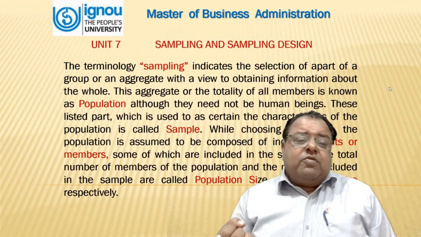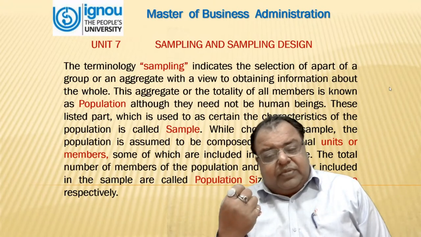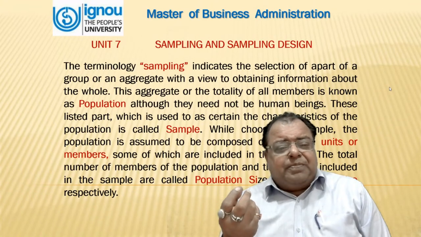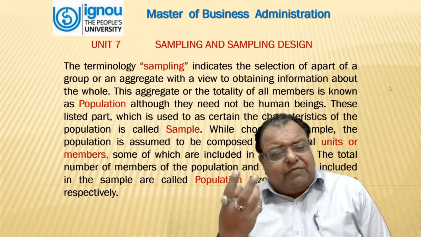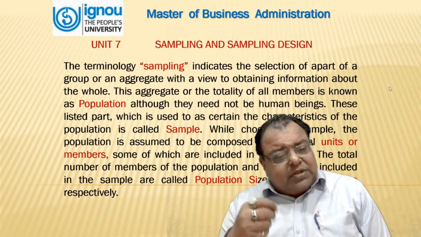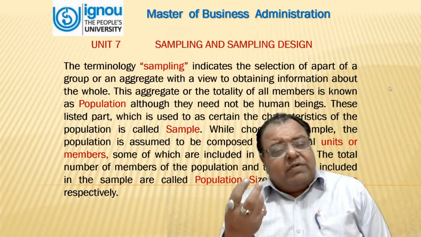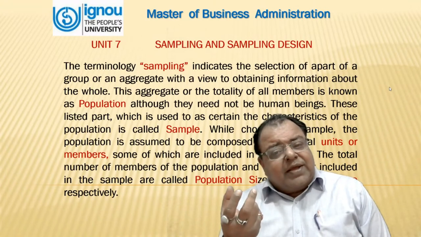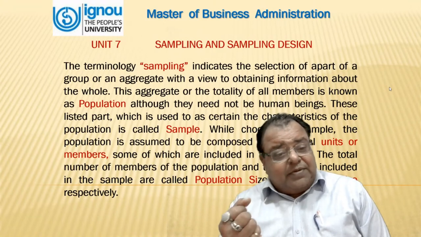Now, we move to Unit 7, which is related to sampling and sampling design. This is a very important topic, because while we are going through it, we have different types of questions in our mind. Why has this much been selected? How has this been selected and why has this been selected? So here in this unit, we will be learning about what is sampling, what is sample design, and what are the different types of sampling methods.